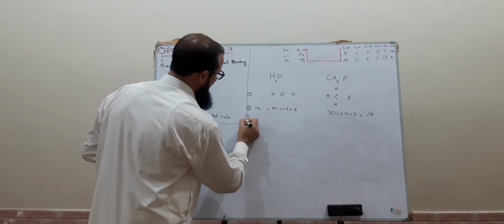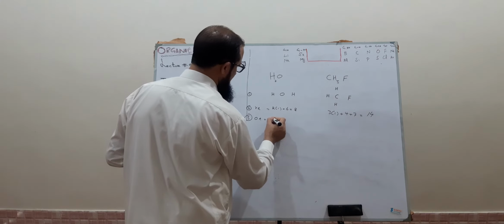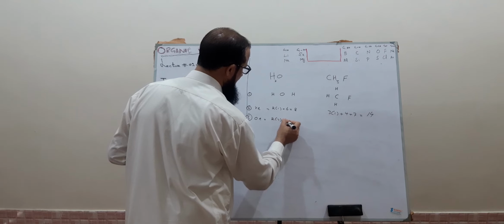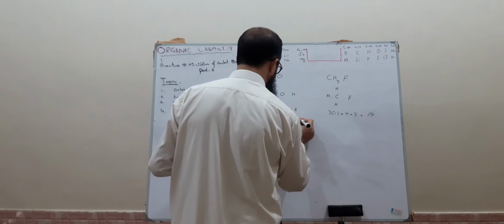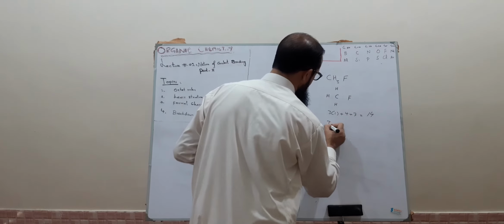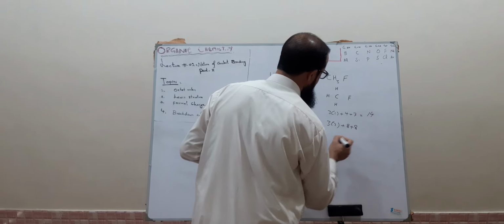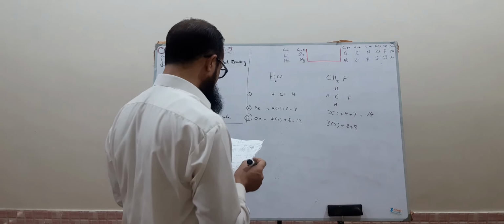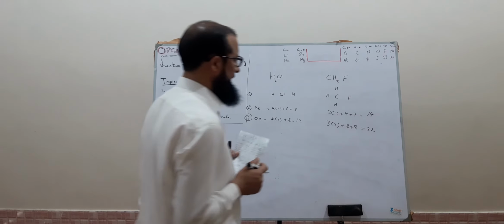The third step is the octet electrons. So how many octet electrons? So 2 plus 8, and we have 12 octet electrons. Here 3 into 2 plus 8 plus 8. So we have 22 octet electrons.